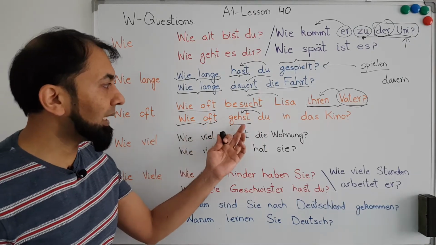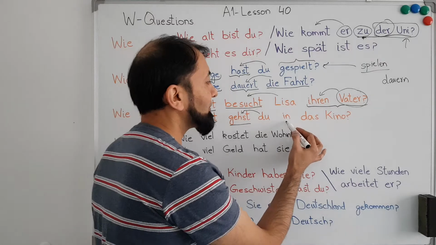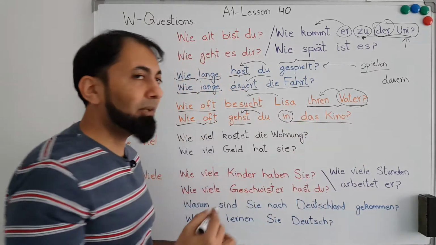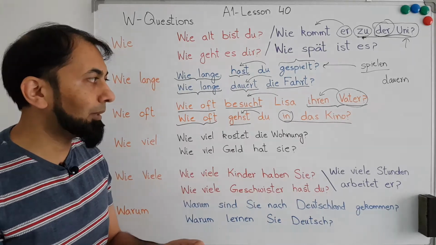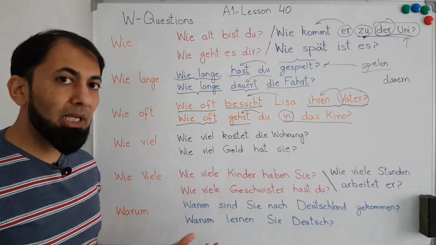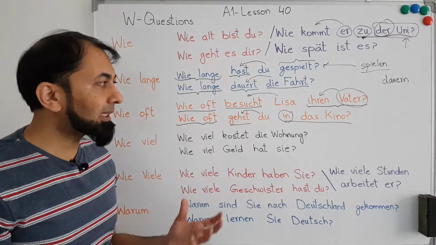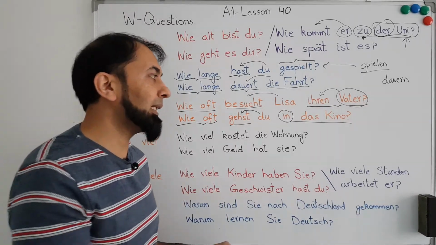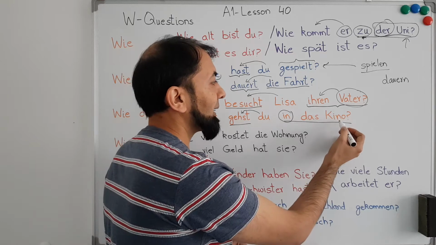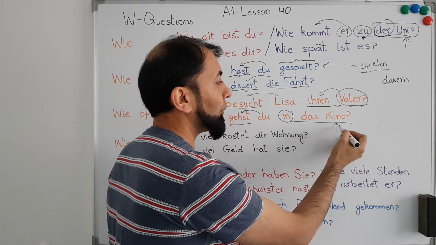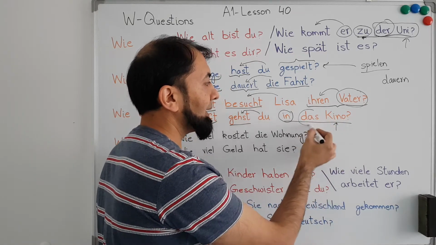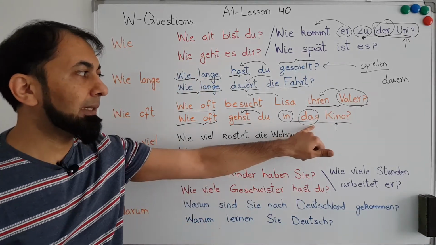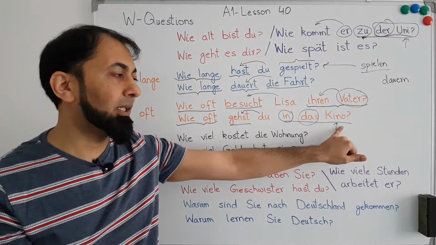Wie oft gehst du, and the next part of the sentence is using again a preposition called in. We haven't covered this preposition yet. It can be used as accusative or dative. In this particular sentence it is used in the meaning of accusative, and we know that in the accusative case Kino, which is a neuter noun, has the definite article das. Therefore we have used das article for Kino.